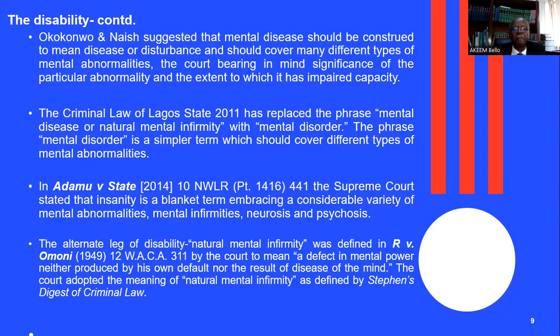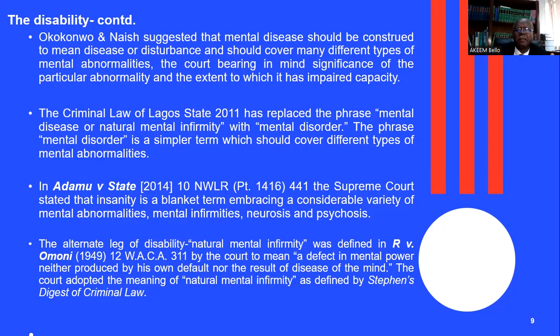So what the court is saying here is that the alternate term of disability under the criminal code, natural mental infirmity, means a defect in mental power. So whatever causes in the defendant a defect in mental power, the offender is not able to operate at the normal level of mental capacity or mental control. And that defect or inability to operate at the normal level of mental capacity is not produced by his own default. In other words, it's not something that he brought upon himself, or the result of the disease of the mind.